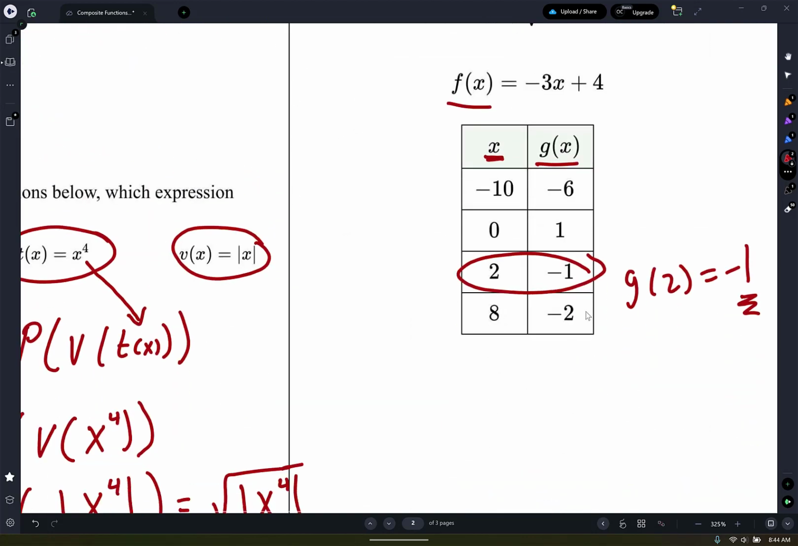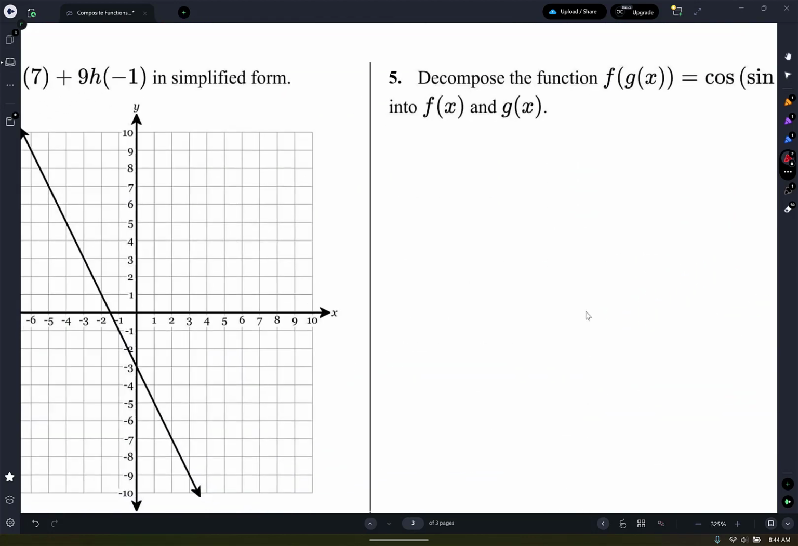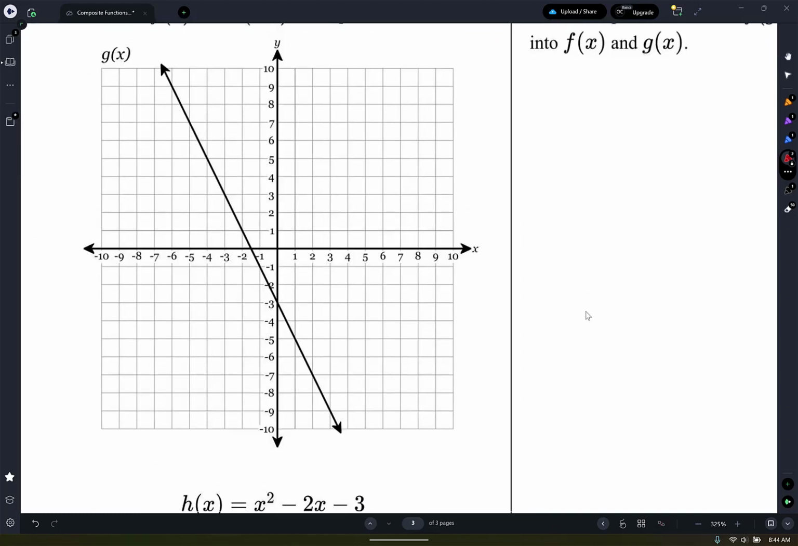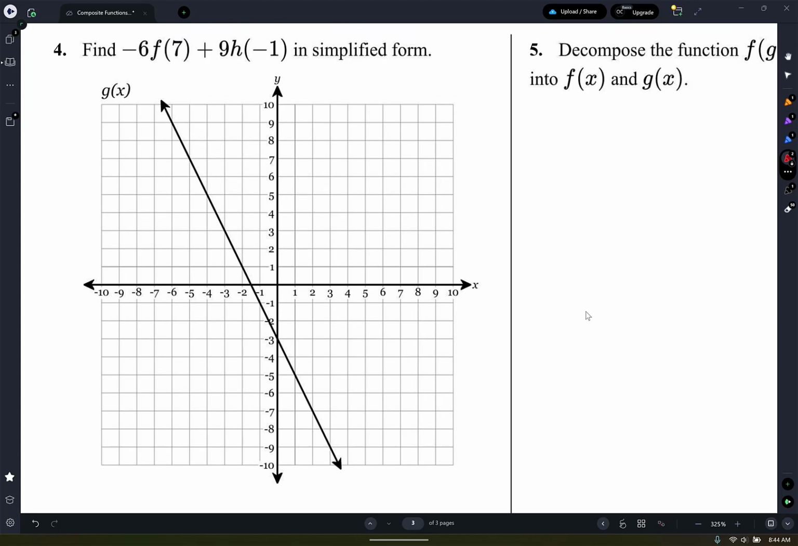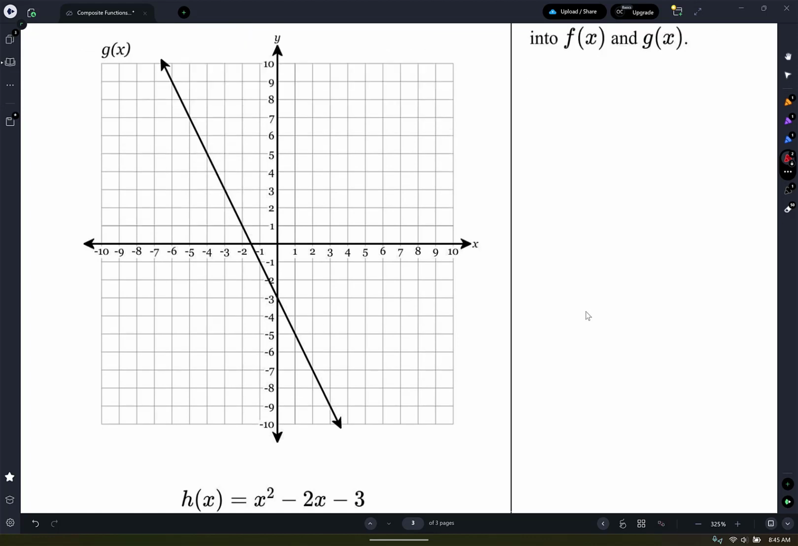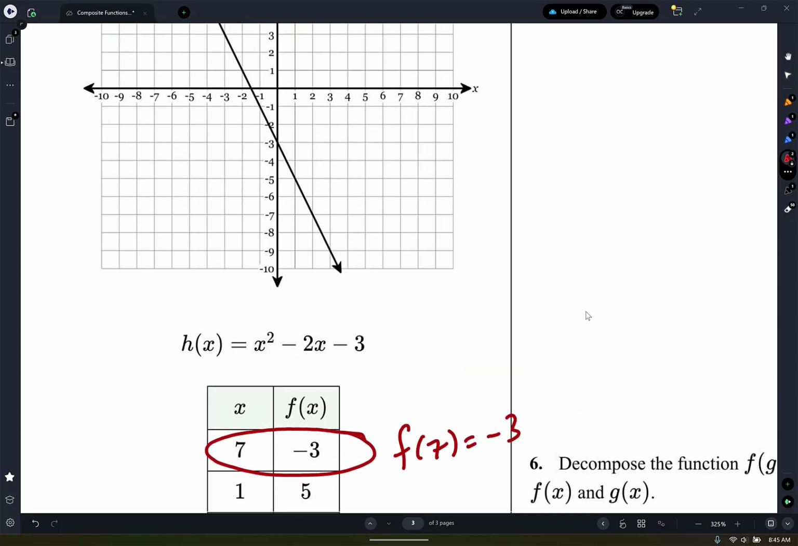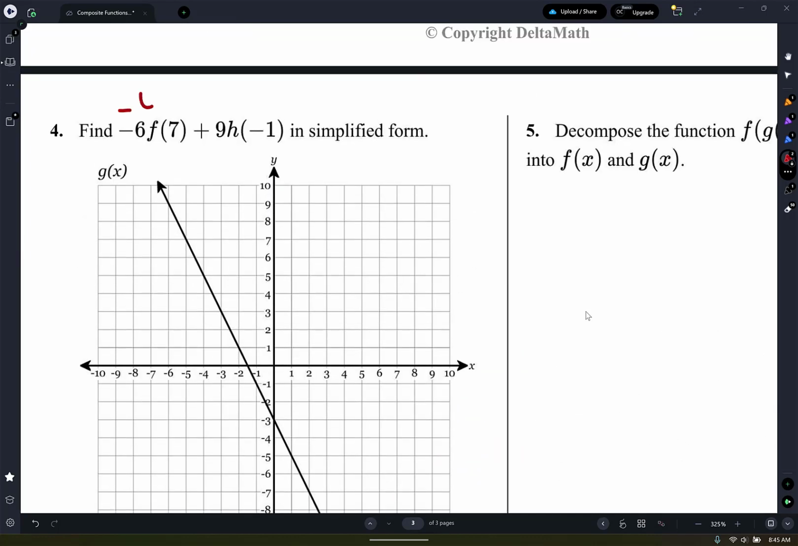All right, let's see. What else we got? Last page. So it wants us to go negative 6 times f of 7 plus 9 times h of negative 1. So let's find f of 7 first. So here it is. f of 7 is nothing more than negative 3. So I'm going to come up here and I go negative 6 times negative 3, plus 9, and this is h of negative 1.